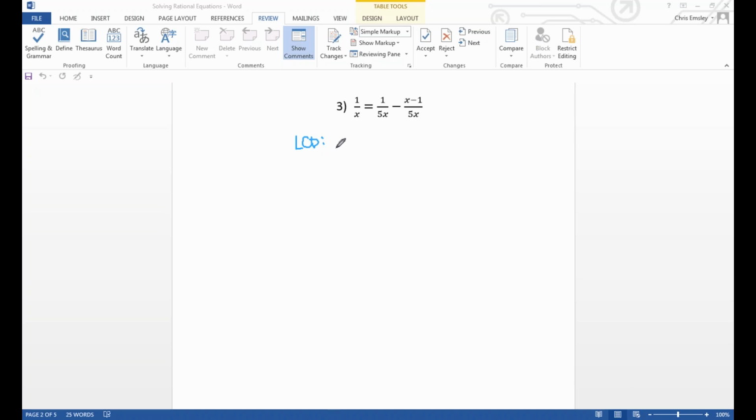So identify your least common denominator. When you have more than one fraction on each side of your equation, start off by identifying the least common denominator. In this case, it's pretty basic. Our least common denominator will just be 5x. And what we want to do is go through that equation and change up each fraction we see so that it has that common denominator. Our first fraction is 1 over x. In order to make that match our common denominator, we multiply the top and the bottom by 5.